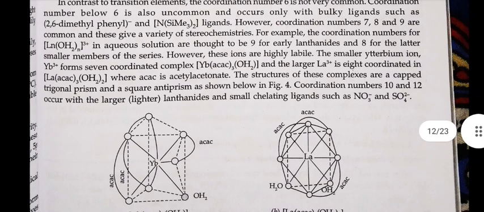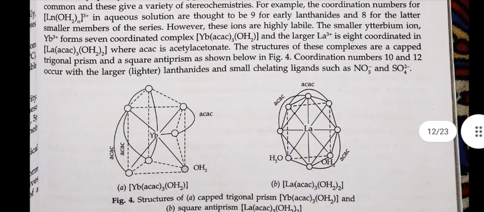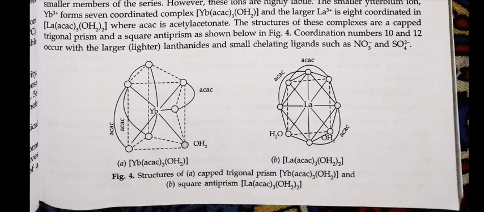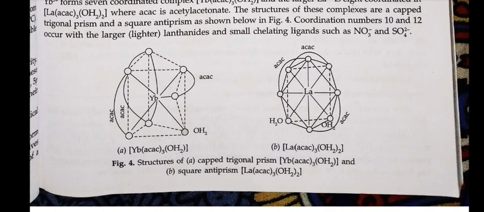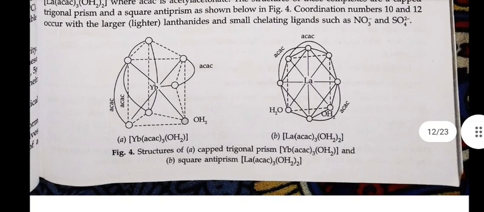However, these ions are highly labile. The smaller ytterbium ion forms a 7 coordinated complex, and the larger lanthanide 3 positive ion is 8 coordinated in the complex, where ACAC is acetylacetonate. The structures of these complexes are a capped trigonal prism and a square antiprism as shown in figure 4. Coordination numbers 10 and 12 occur with the large lighter lanthanides and small chelating ligands such as nitrate and sulfate.